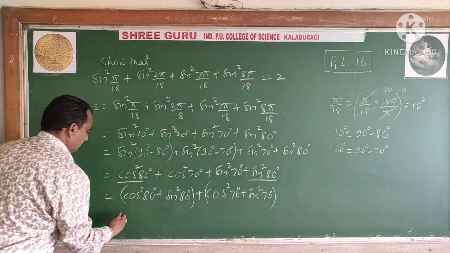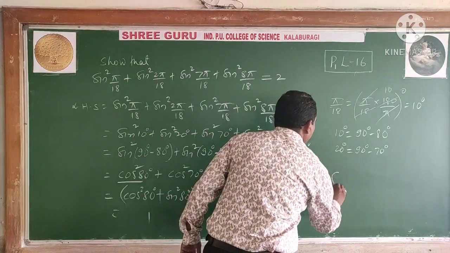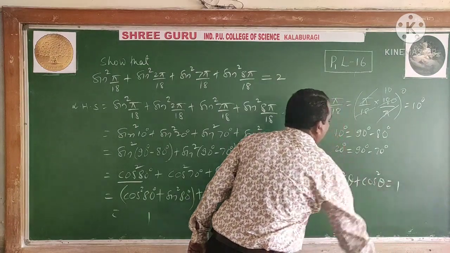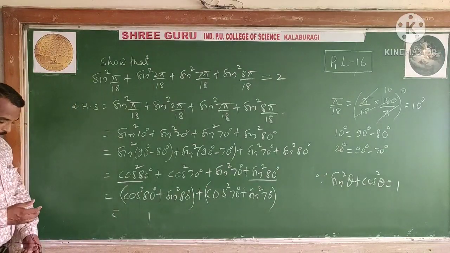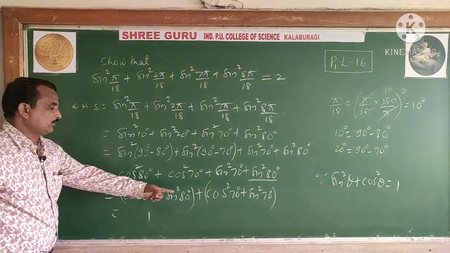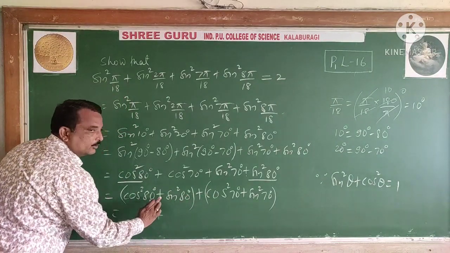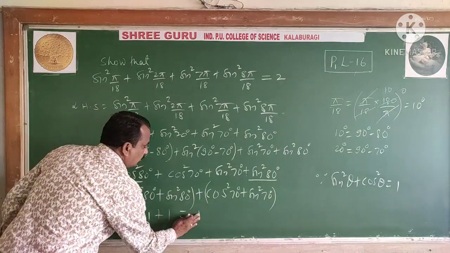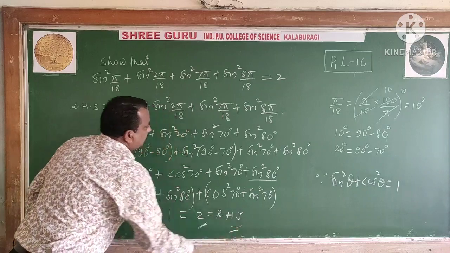These two terms become equal to 1, because sin square theta plus cos square theta is equal to 1. Any angle you may take, but the angle should be the same in the square of the two terms. Sin square theta plus cos square theta is equal to 1. So 1 plus 1 is equal to 2, is it your RHS? Like that you may convert it.